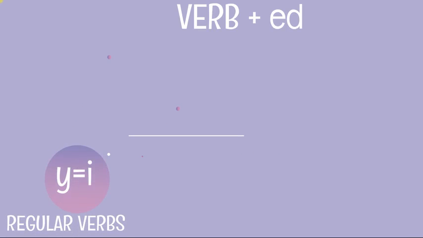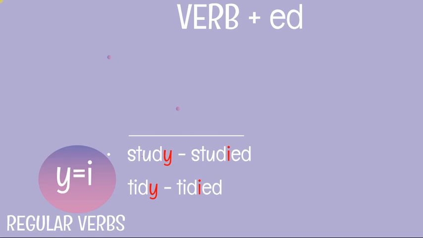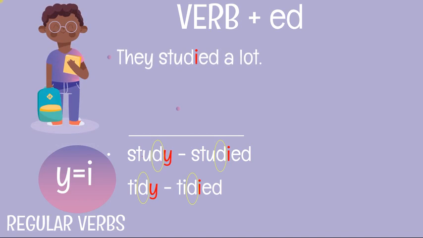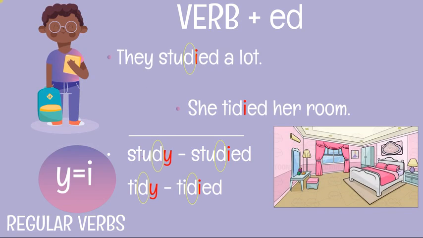We also need to pay attention to verbs that end in a Y, especially those preceded by a consonant, such as study, tidy. The consonants are all the letters except vowels. Here Y changes into I. For example, they studied a lot. She tidied her room.